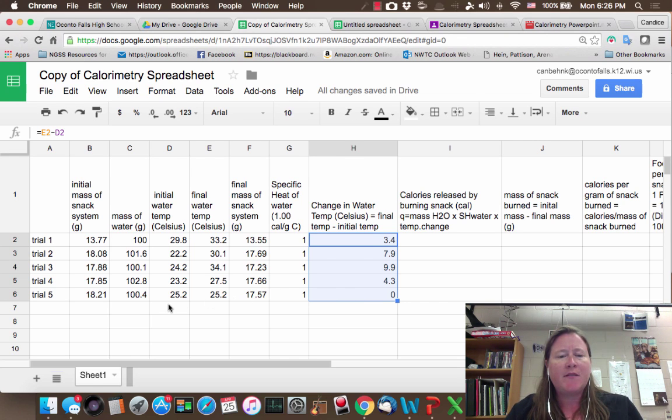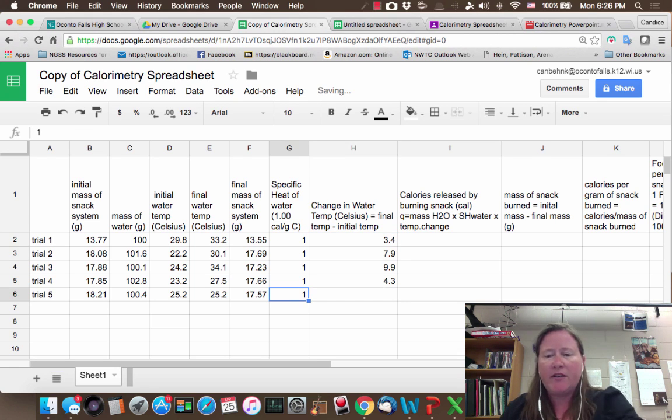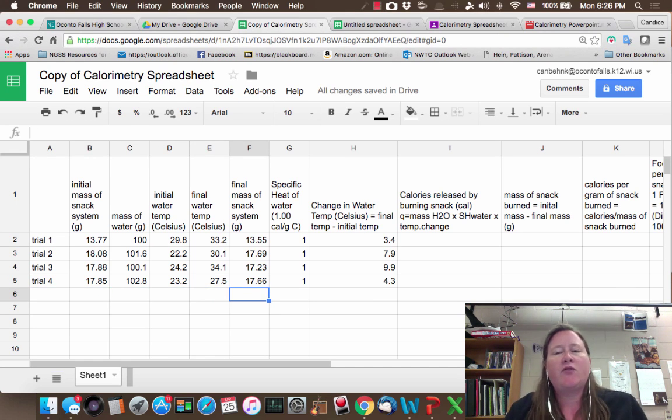I think there might be something wrong with this set of data. I'm not really sure, but since it seems a little odd, I'm just going to get rid of it. I don't think it's an accurate set of data. So now I have 4 trials. The first calculation that we did involved a subtraction function.